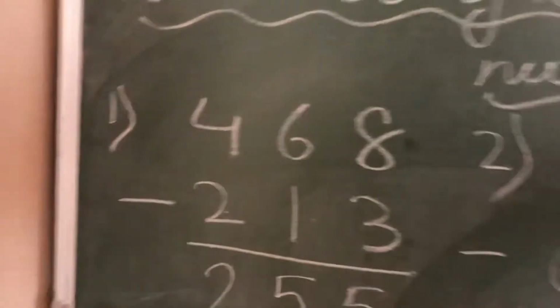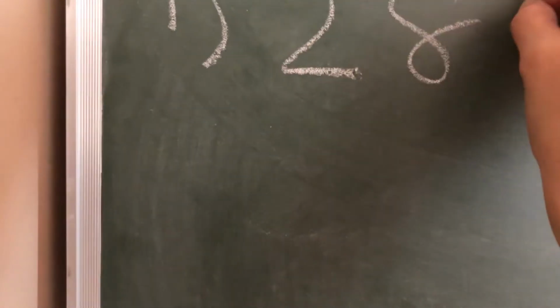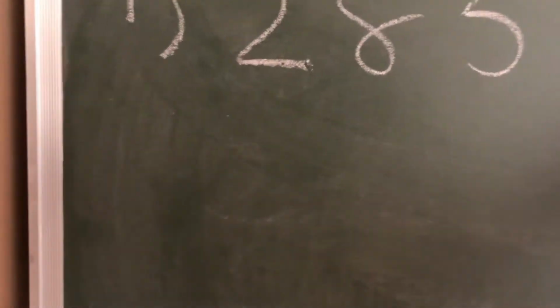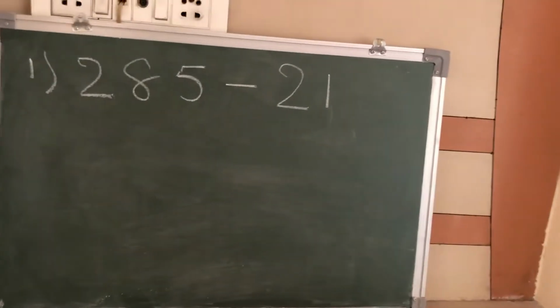The second thing that we are going to study today is arranging the numbers in the correct place. Okay, now in addition also we have done this. Suppose I have a number 285 minus, sorry, first I will take tens place, minus 21. Okay, now this is the number.